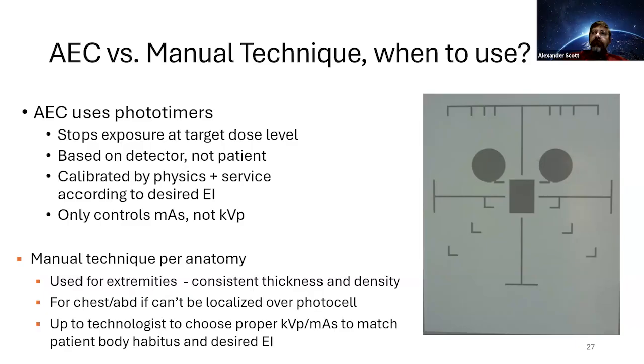And there are ways that we can work together to set the point at which it cuts off, so that our target dose is hit at different energy levels. So, say 50 kVp, 80 kVp, 120 kVp, and for different body sizes. But it only controls the mAs. So you choose the kV, and then we're setting the exposure cutoff to be at the right mAs. But for extremities, or if the AEC were to go down, then you would need a manual technique chart.